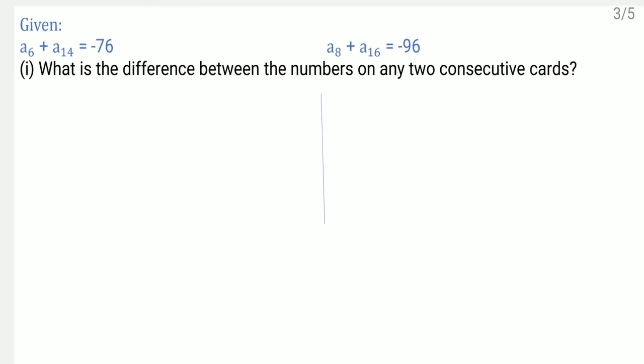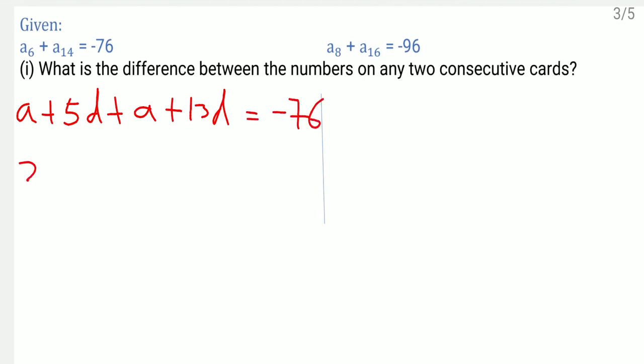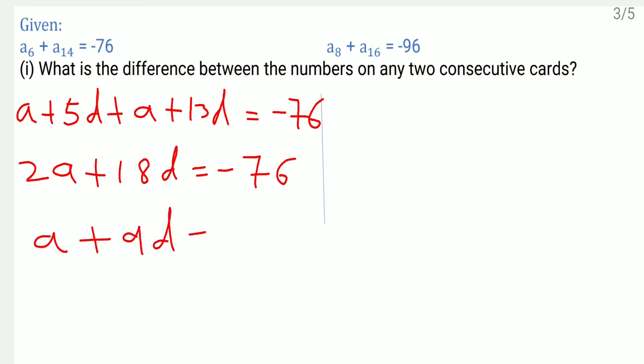Okay. So what I will do here, I'll write down A6. That means A plus 5D, plus A14, so A plus 13D, which is equal to minus 76. So 2A plus 18D, which is equal to minus 76. Now see, all the coefficients are divisible by 2. So I can reduce it. A plus 9D, which is equal to minus 38, because 2 19s are 38. This is our first equation.